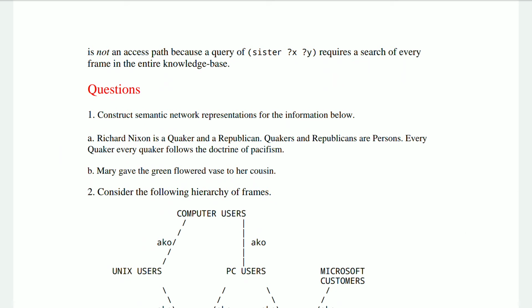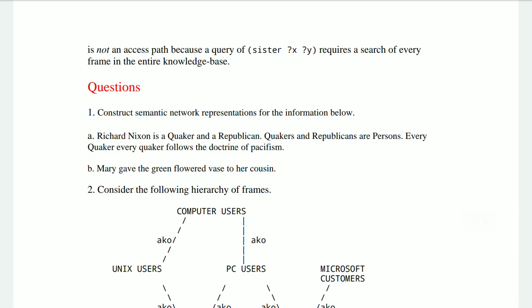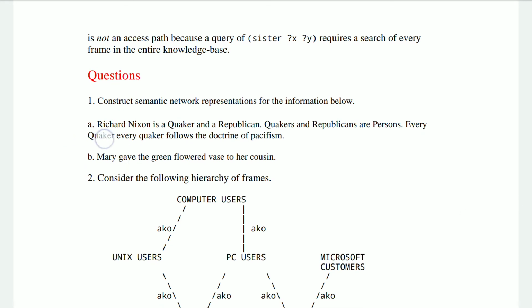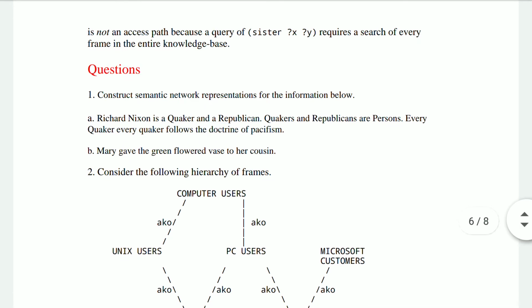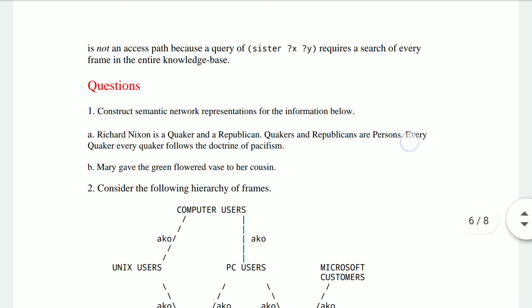The first question is, we have to construct a semantic network representation for the information given below. You need to have a semantic net representation. There are two parts, A and B. The first part is, Richard Nixon is a Quaker and a Republican. Quakers and Republicans are persons.